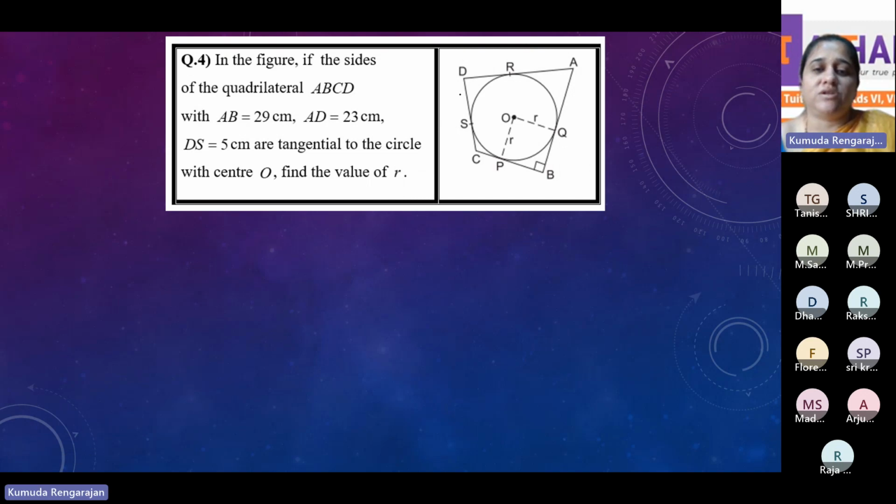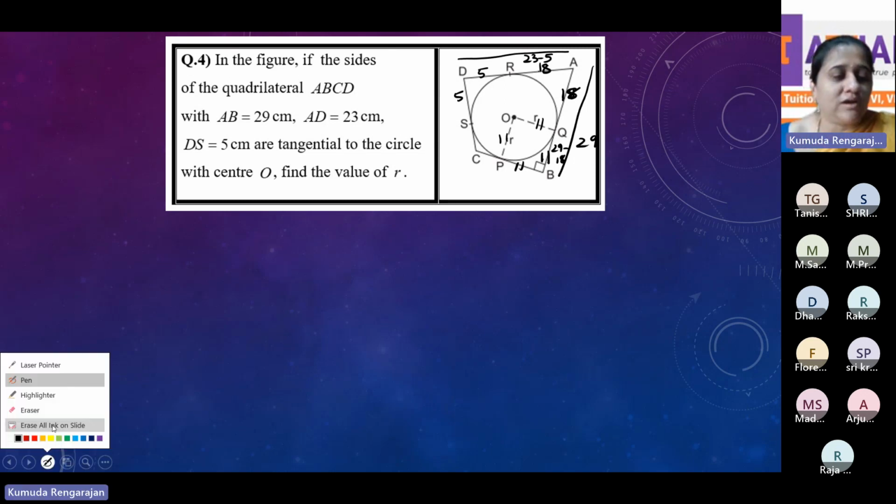So we start from here, children. This is 5, so this is also 5. But the whole thing is 23. So this one will be 23 minus 5, 18. If this is 18, this is also 18. But the whole thing is 29, and of 29, this part is 18. So this part will be 29 minus 18, so 11. And now everything is 11 because it's a square.